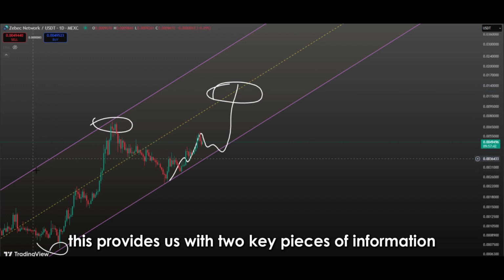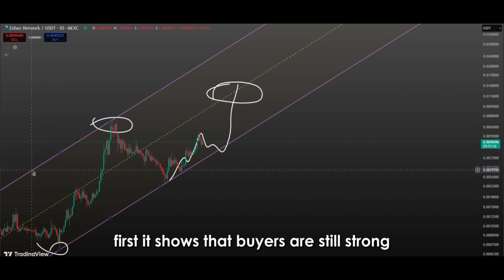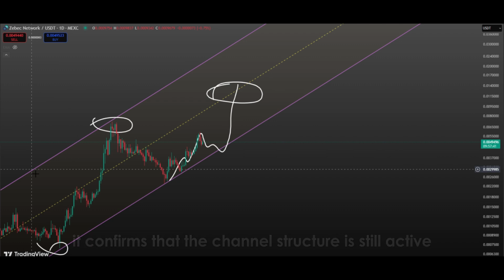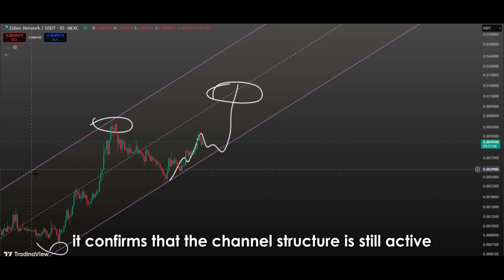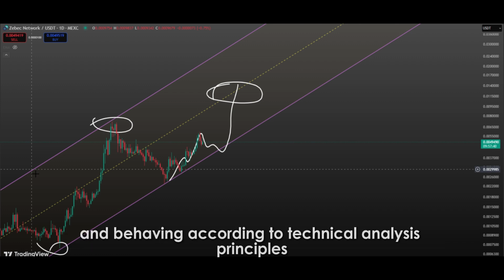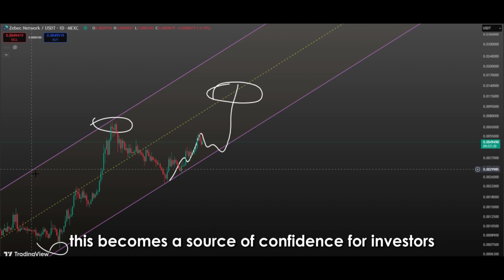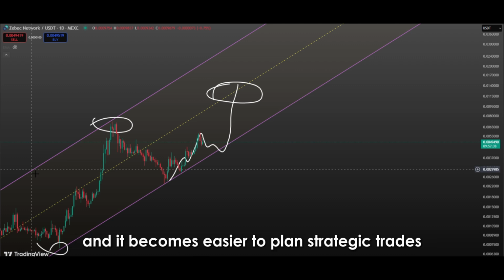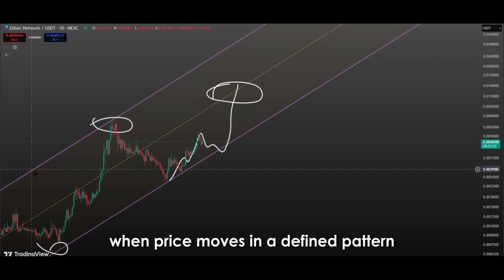If the price has once again reached the lower band and bounced upward, this provides us with two key pieces of information. First, it shows that buyers are still strong and are stepping in again when the price reaches these levels. Second, it confirms that the channel structure is still active and valid, indicating that the price is adhering to this structure and behaving according to technical analysis principles. This becomes a source of confidence for investors as predictability increases and it becomes easier to plan strategic trades when price moves in a defined pattern.